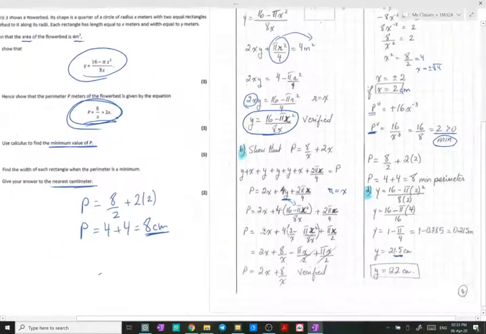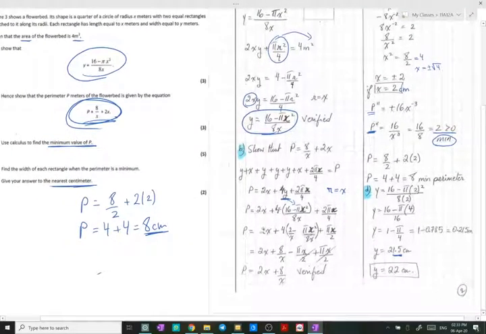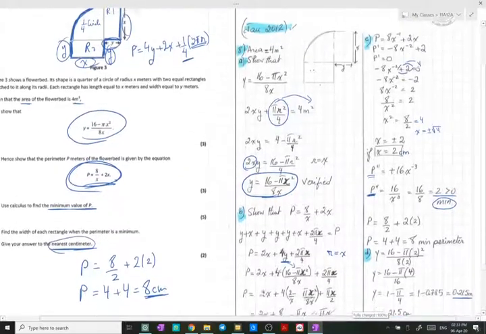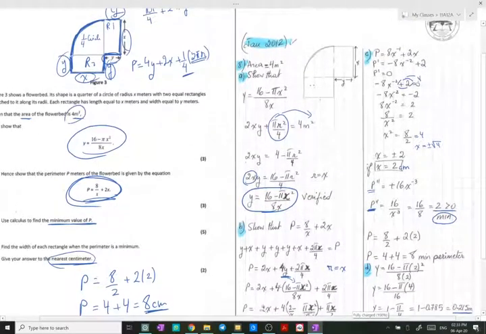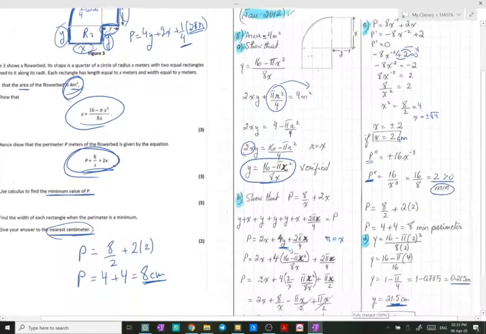Now why have we changed from meters to centimeters? Because they wanted the answer in centimeters and the given here is in meters. So be careful for this change.